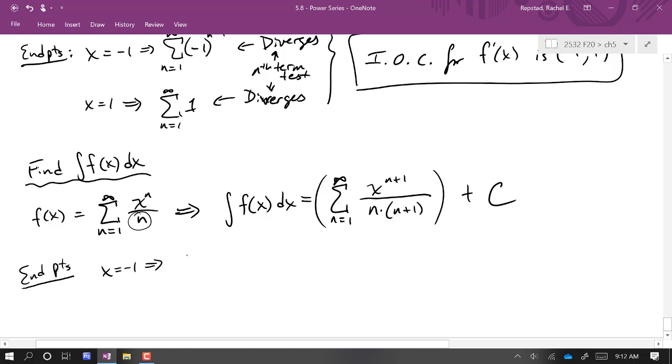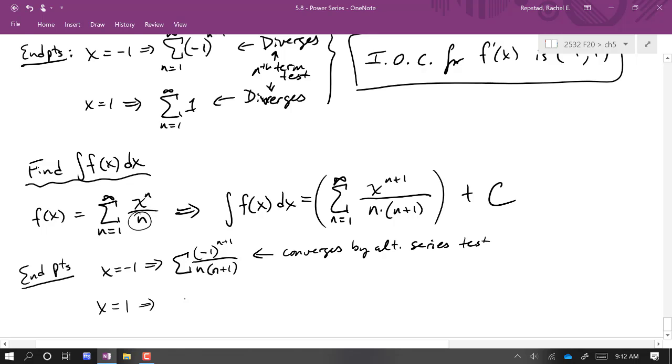When x is -1, we get the series -1 to the n plus 1 over n times n plus 1. And this series converges by the alternating series test. And when x is equal to positive 1, that gives us the series 1 over n times n plus 1. I'm going to go ahead and just write that as n squared plus n this time. This series maybe takes a little bit more thinking to see what it does, but you can use the limit comparison test or the direct comparison test, and you'll see that it converges if you compare it to 1 over n squared.